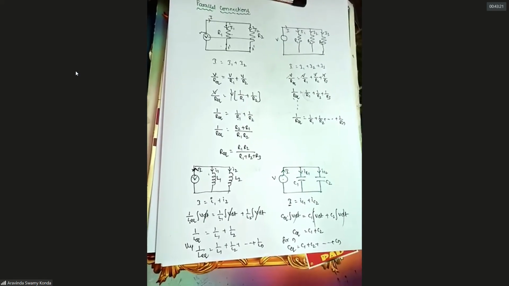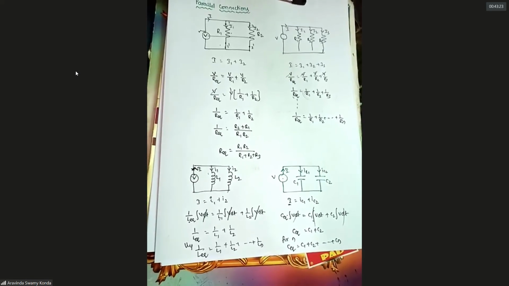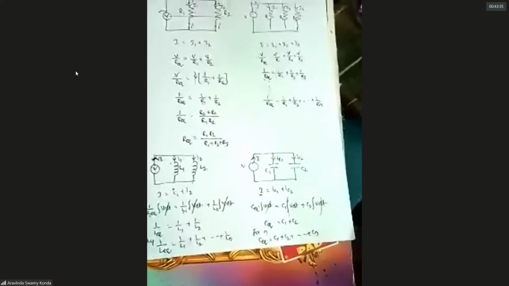And next parallel. Resistors: 1 by R equivalent equal to 1 by R1 plus 1 by R2 plus up to so on 1 by Rn. Inductors also the same nature: 1 by L equivalent equal to 1 by L1 plus 1 by L2 up to so on 1 by Ln. But capacitors are the reverse, it is the summation. So C equivalent equal to C1 plus C2 up to so on Cn. So these are the things you want to keep in your mind.